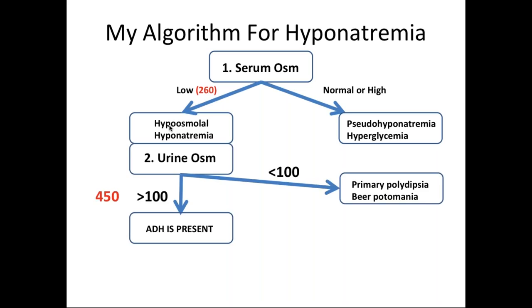The next step is to look at the urine osmolarity. If the brain is sensing the osmolarity and shutting down ADH, and the kidney is responding to that no-ADH state with maximally dilute urine, then the urine osmolarity should be less than 100. In that state, the only two entities that can cause hyponatremia despite maximally dilute urine are primary polydipsia and beer potomania.